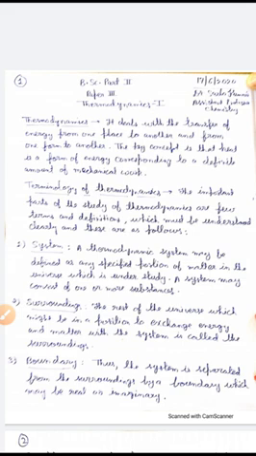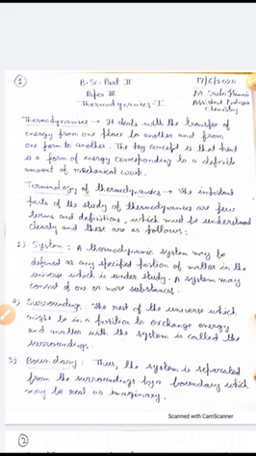It deals with the transfer of energy from one place to another and from one form to another. The key concept is that heat is a form of energy corresponding to a definite amount of mechanical work.